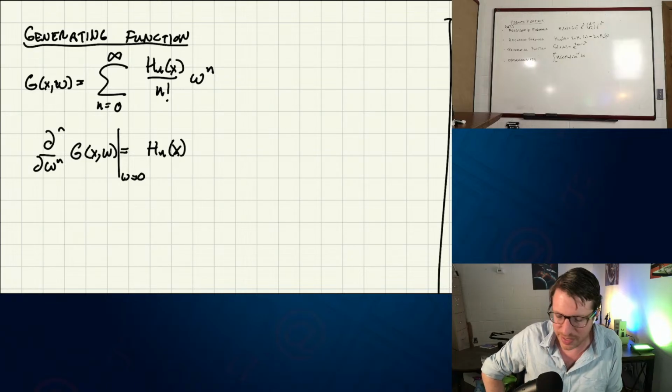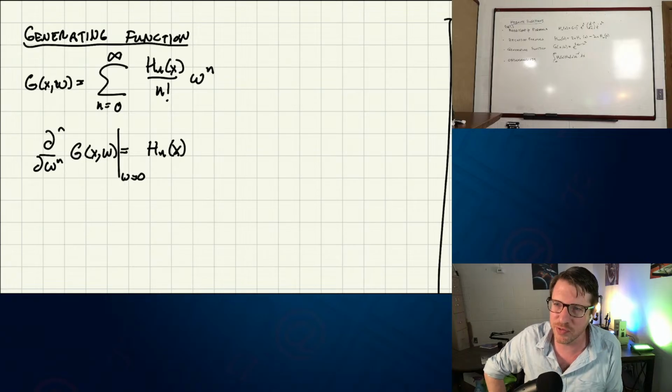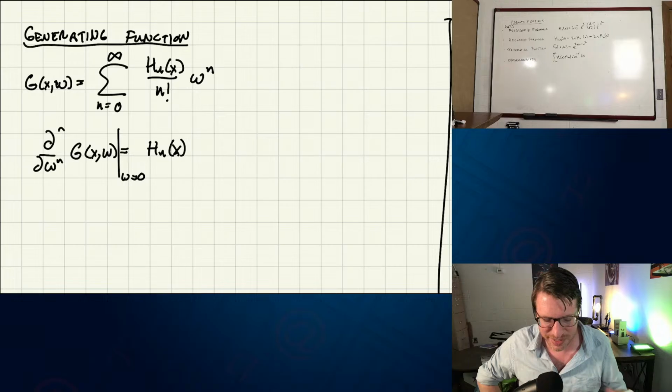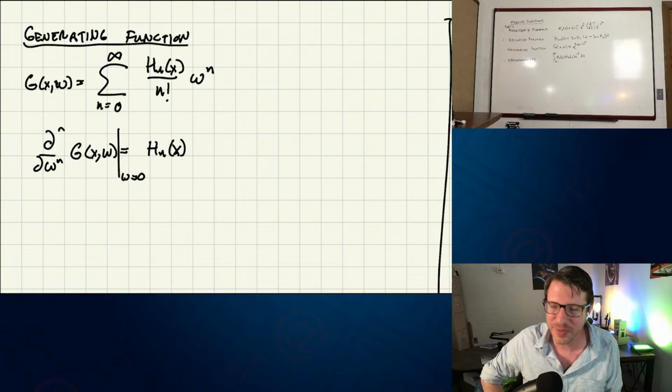And so there's a lot of nice things about generating functions, and they come up a lot in combinatorics and other places. And it's a nice compact way of defining your functions. And so we can go through and work out exactly what this generating function has to be, and that's a lot of fun.